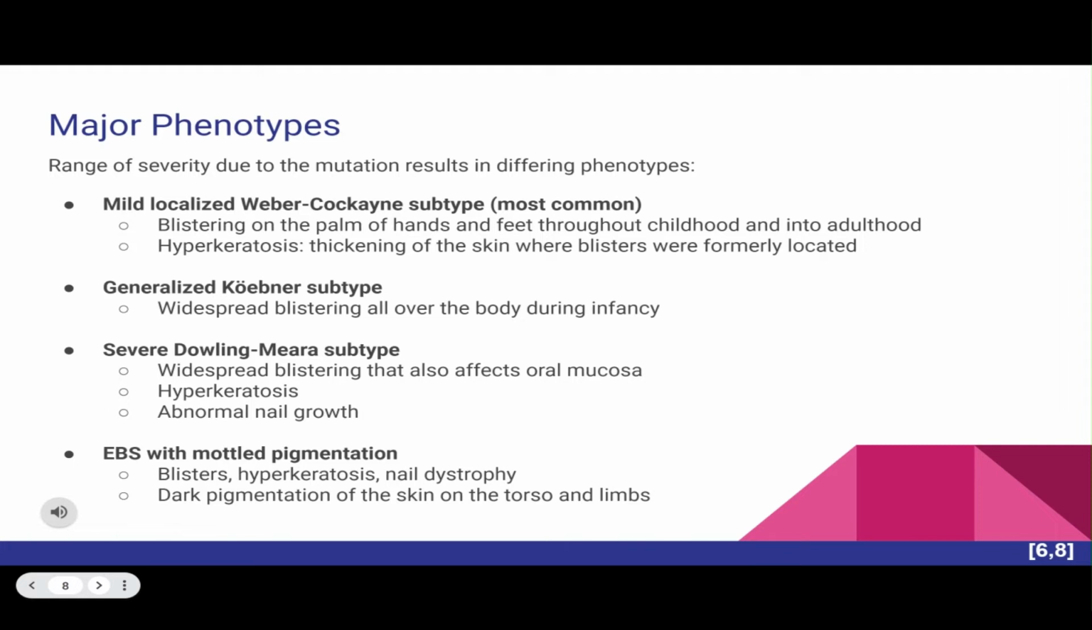EBS with mottled pigmentation, on the other hand, shows similar symptoms except for blistering in the mouth, with the addition of dark skin pigmentation seen on the limbs and torso of the individual.